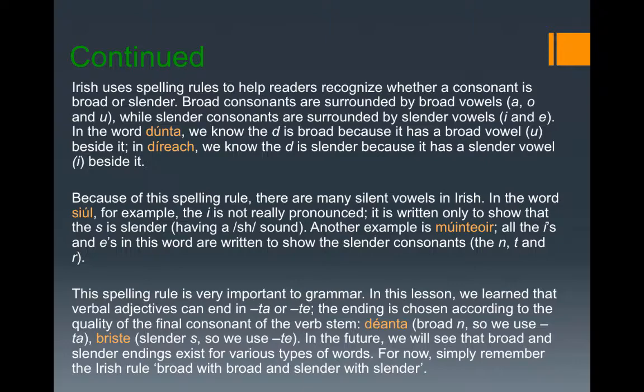In this lesson, we learn that the verbal adjective can end in TA or TE. The ending is chosen according to the quality of the final consonant of the verb stem. Jainta, broad N, so we use the TA. Briste, slender S, so we use TE. In the future, we will see that broad and slender endings exist for various types of words. For now, simply remember the Irish rule, broad with broad, slender with slender.